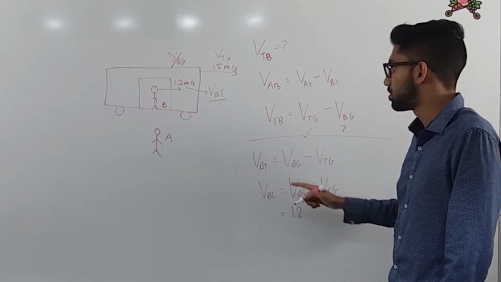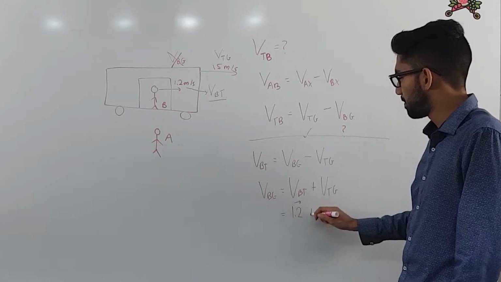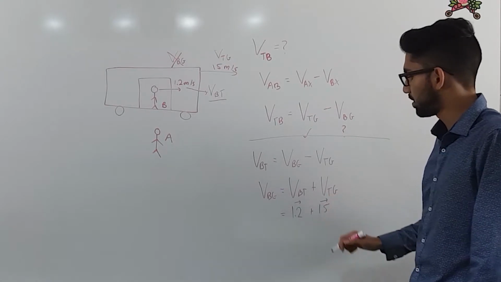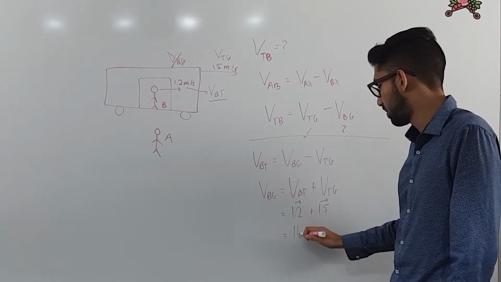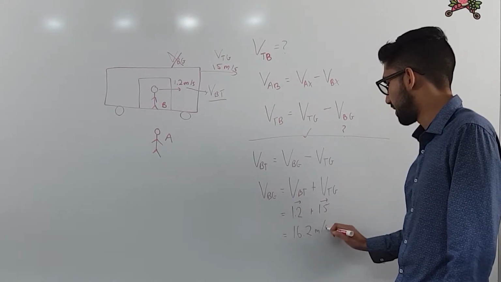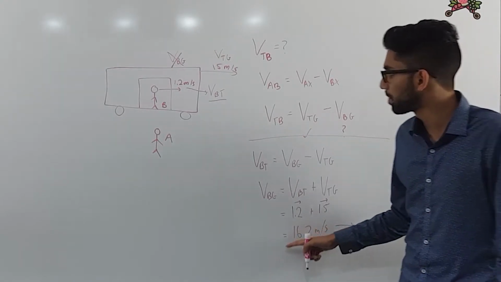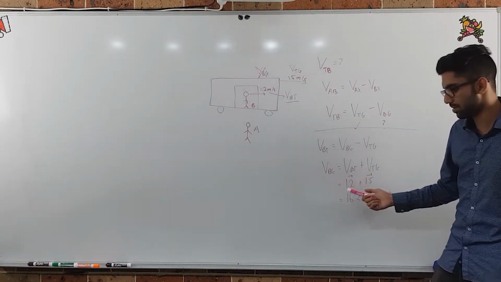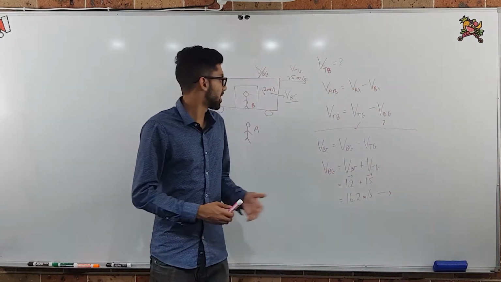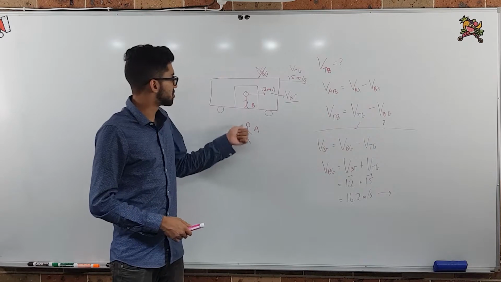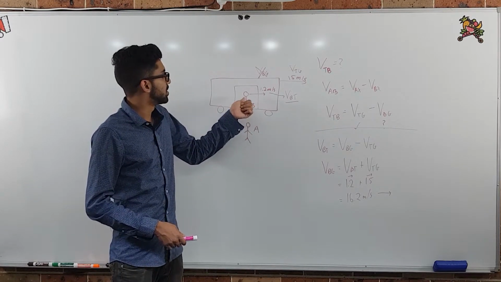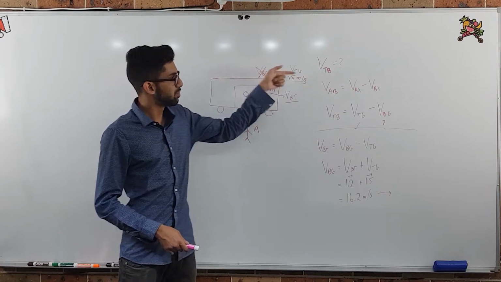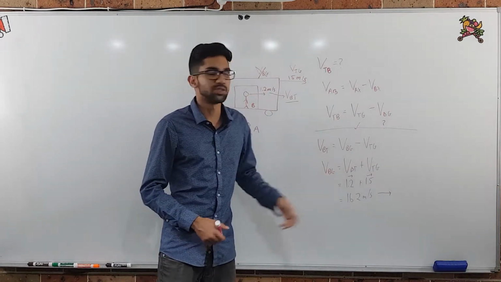We have 1.2 to the right, so we'll put a little arrow to the right, plus the velocity of the train relative to the ground, 15 to the right, and this is going to give us a total of 16.2 meters per second to the right. So what did we just find? We just found the velocity of person B relative to the ground, which makes sense because if you look at our diagram, person A is on the ground and he's watching person B. So the speed of person B relative to the ground is going to be his speed on the train plus the train speed, which gives us 16.2 meters per second.